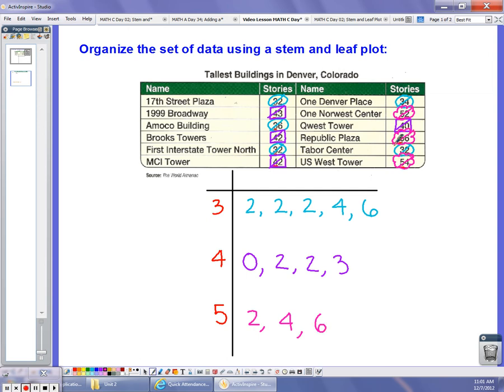Now, you will need to make sure that you do have a title. Your title could be the same thing as our table, where it says the tallest buildings in Denver, Colorado. So I'm just going to write that really quickly: Tallest buildings in Denver, Colorado.